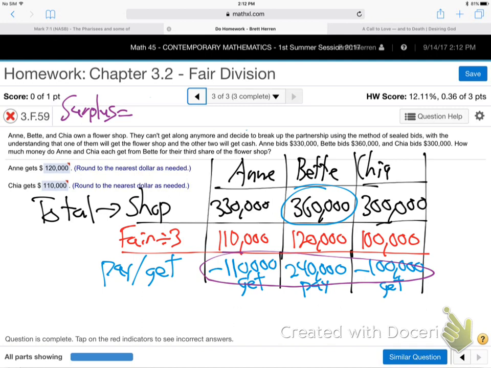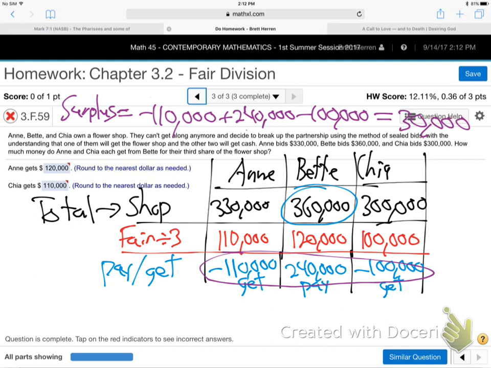Surplus will be negative 110,000 plus 240 minus 100,000. What is that? 30? I think that's just 30, isn't it? Yeah, 30,000. So the surplus is 30,000. Let me bring it down here. Surplus, that's the extra money in the account. After everybody's been given their fair share, there's $30,000 extra.